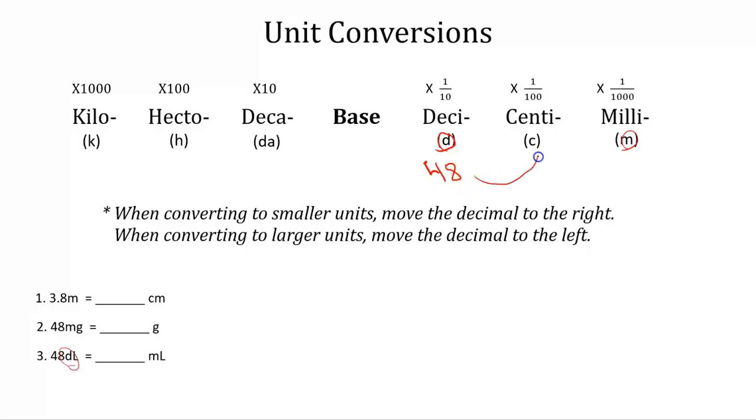So we're going to go 1, 2 spots. We are getting smaller, so the decimal has to go to the right. So we'll take 48. Here's the decimal point. Move it over 1, 2. So 48 deciliters is actually 4,800 milliliters.